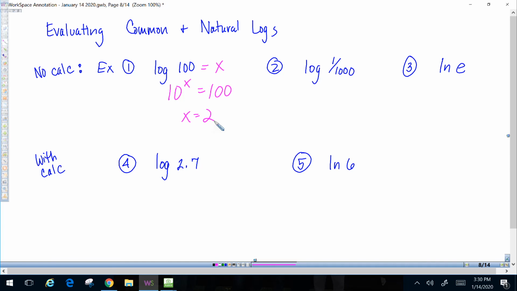Alright, so number 2, log of 1/1,000. So we know a logarithm equals an exponent, and we switch forms. So it's 10 to the x equals 1 over 1,000. Okay, what power do I raise 10 to get 1,000? 3. But because it's a reciprocal, it has to be negative. Good, Dave. So this is -3. Do you guys know from science, you just count your zeros? Yep. Okay, good.